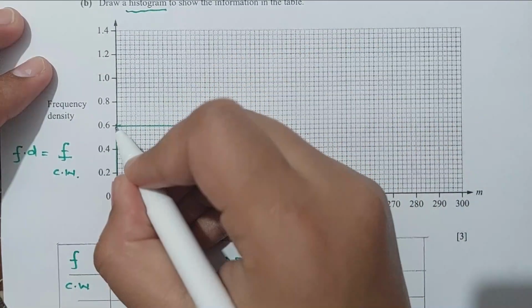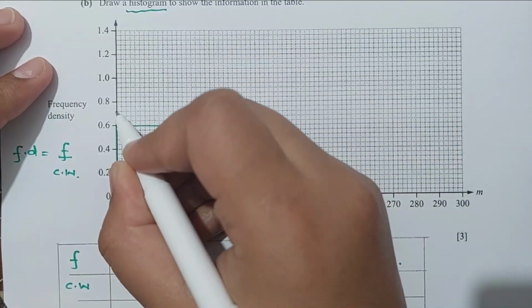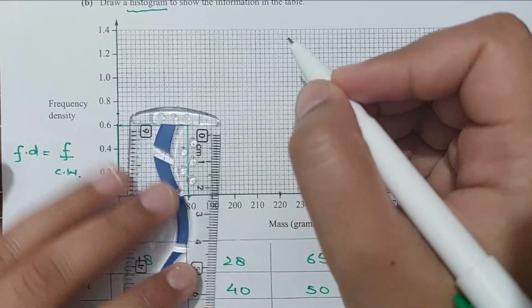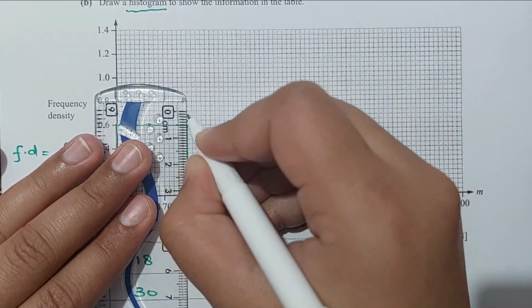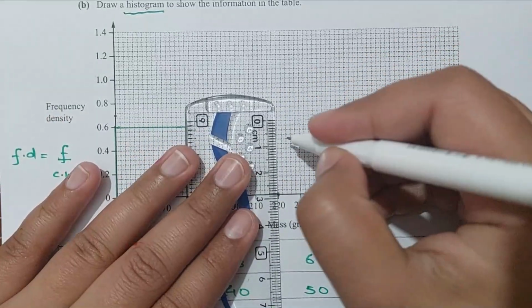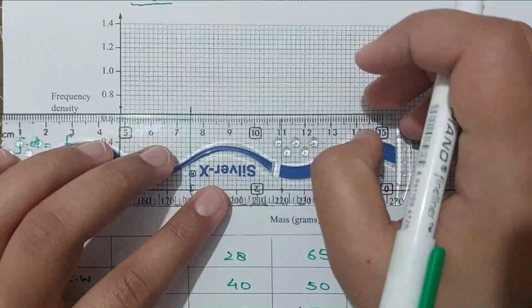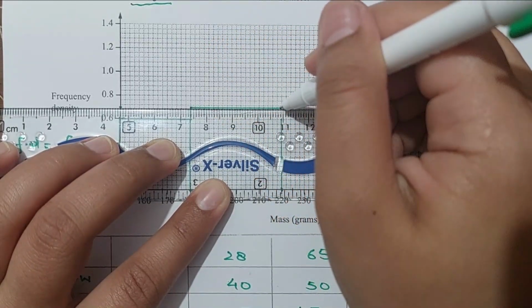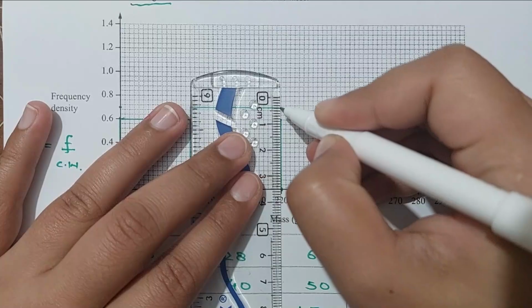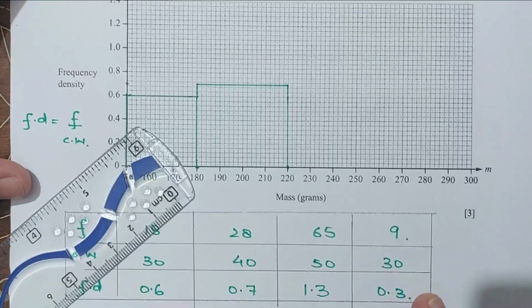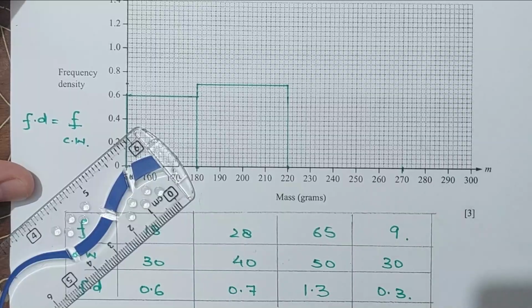So where is 0.7? 1, 2, 3, 4, and 5. So 1 unit, 2 units, and 2.5 in the middle. And we have 220, so let me join them. They are very small squares. That is the histogram. Okay, the next interval is 220 to 270, and then 270 to 300.